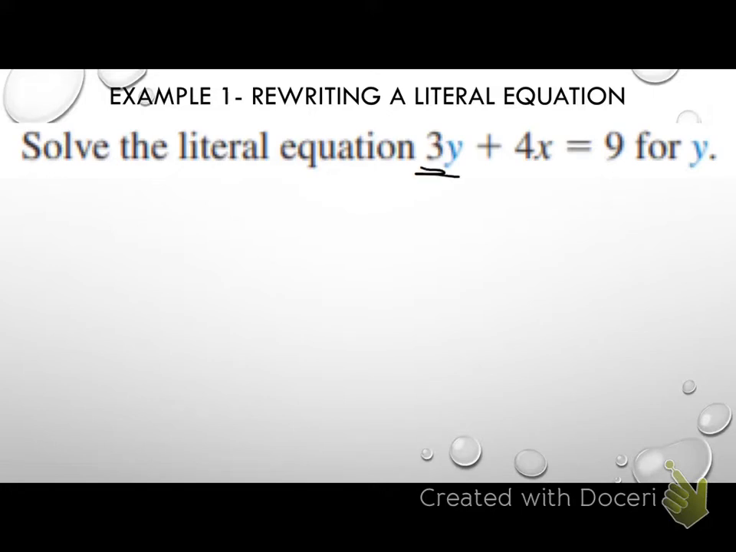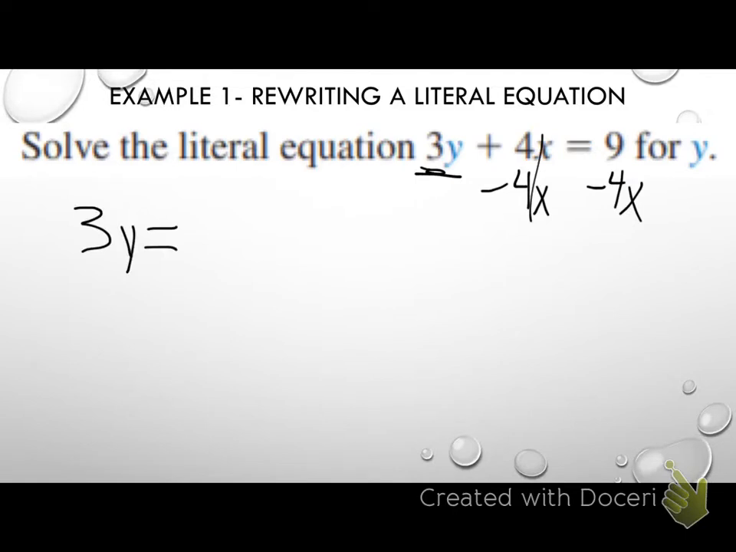You've got a term here, a term here. Which one's containing the variable I'm trying to solve for? 3y, right? 3y is my term that contains the variable, correct? Yes. So before I get y by itself, I need to get 3y by itself. So how would I get 3y by itself? Subtract 4x from both sides. Both sides of the equal sign.